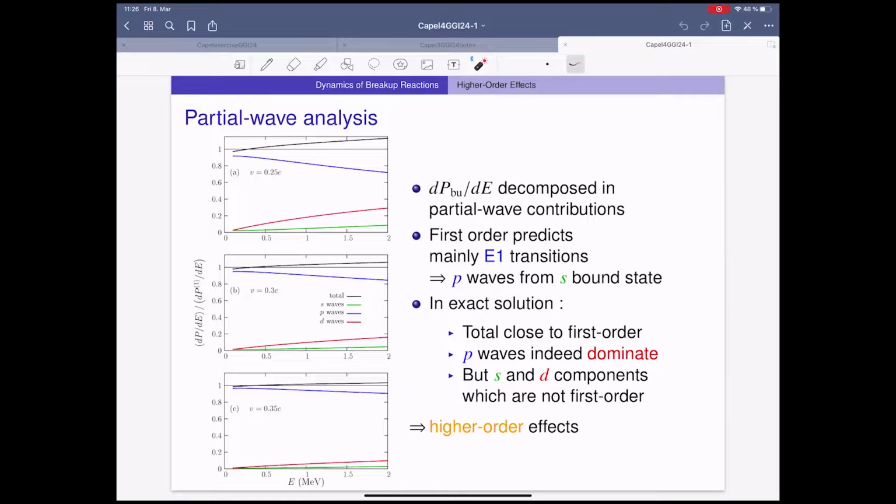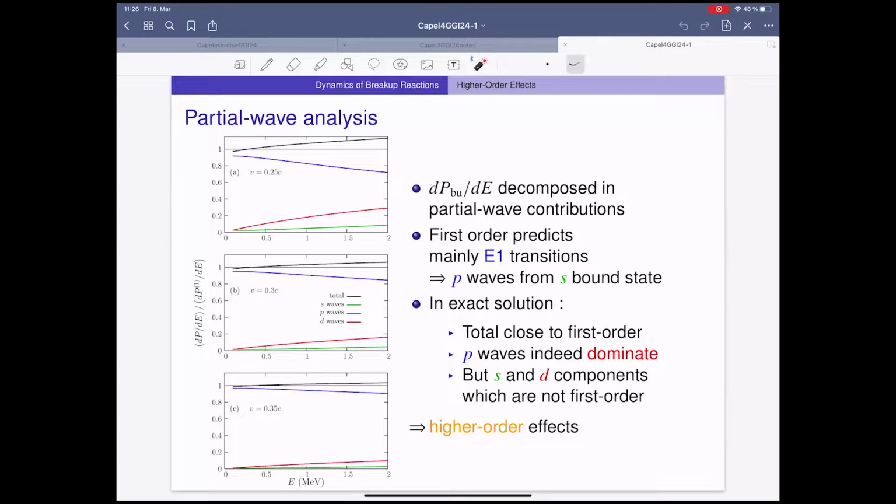There is no nuclear interaction here, so it's purely Coulomb interaction. And we see a significant contribution of the D wave and of the S wave. That can only be explained with a quadrupole excitation for the D wave, but for the S wave, you're stuck. There is no way you can really understand what's going on. The only way you can explain that is if there are higher order effects.